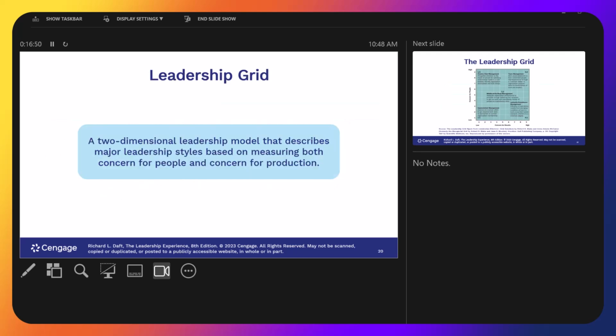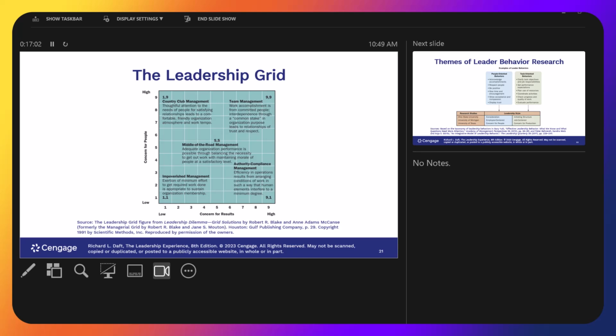Leadership grid, a two-dimensional leadership model that describes major leadership styles based on measuring both concern for people and concern for production. So let's take a look at this in more detail. The leadership grid. So when we look at the leadership grid, you see at the bottom left hand, you see low and you see high. So when we look at that, we see up here at the bottom left corner, impoverished management.